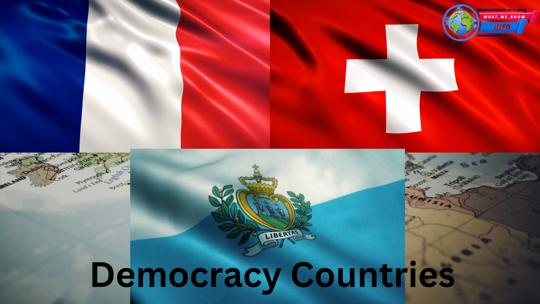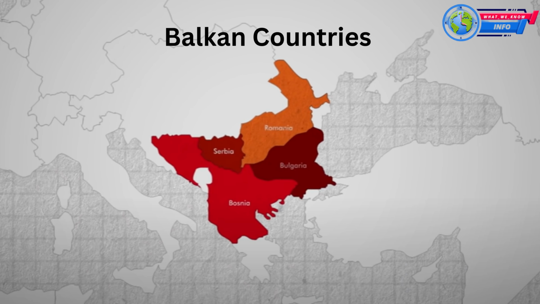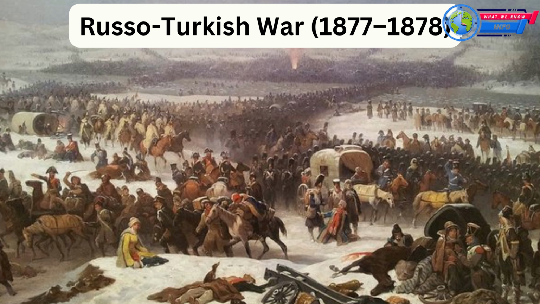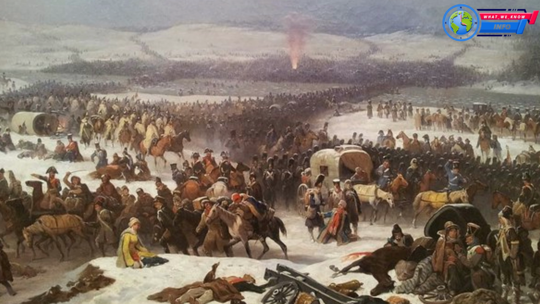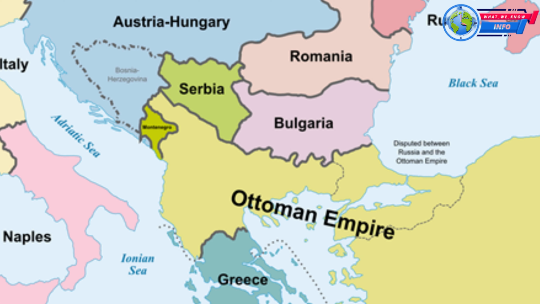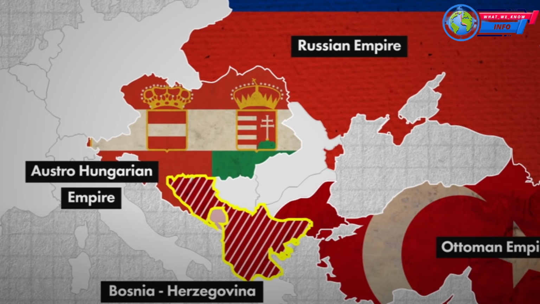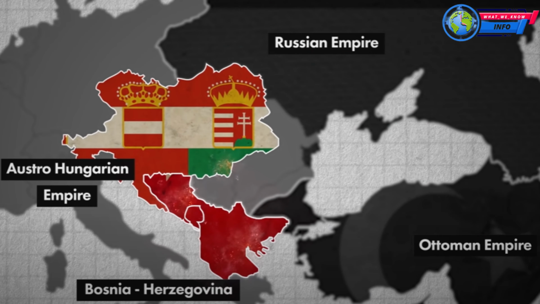Also, there's a group of countries in Eastern Europe called the Balkan countries, which includes Serbia, Bosnia, Romania, and Bulgaria. In 1878, there was a war between the Russian Empire and the Ottoman Empire. The Russians helped the Balkan countries to become independent from the Ottomans. After the war, a treaty called the Treaty of Berlin was signed. This treaty said that the Austro-Hungarian Empire could look after Bosnia-Herzegovina for a while, but it was still officially part of the Ottoman Empire. However, by 1908, the Austro-Hungarian Empire took over Bosnia-Herzegovina completely.